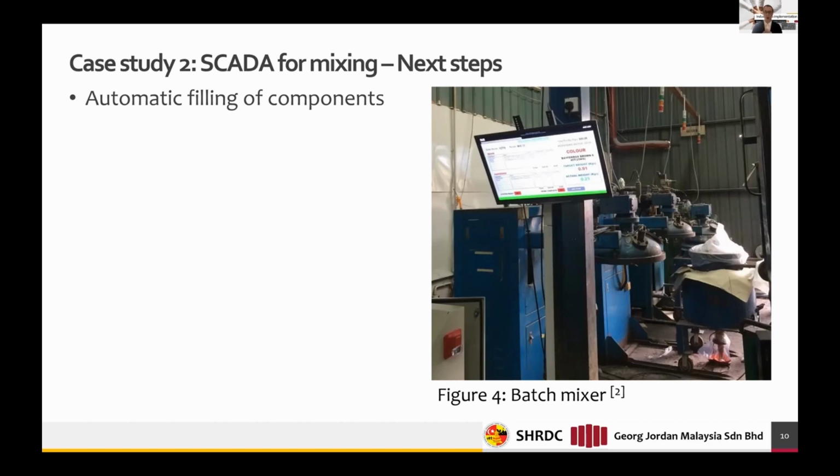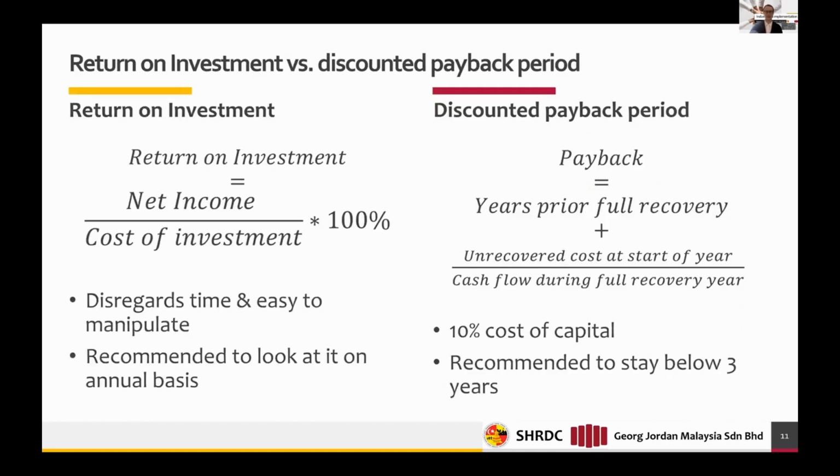Now, we look into the numbers. We look into the money, your organization's money, and how to get it back. On the left side, we have the usual calculation, return on investment is your net income divided by the cost of investment times 100%. On the other side, we see the discounted payback period, which returns you at the end of the day the number of years you need to wait until you can break even.